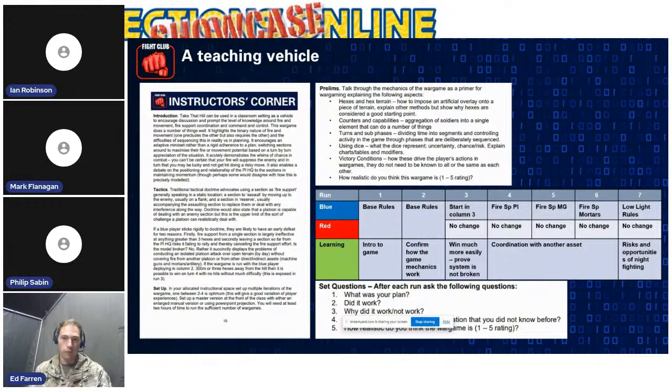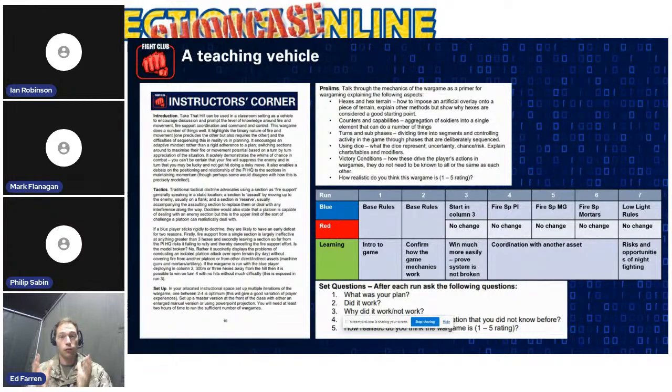Then runs 4, 5, and 6 start adding in fire support measures, each with a different mechanic: dice rolling, more dice, fewer dice, and then there are limitations which restrict when you can use it. Then the low light rules come in right at the end, which provides the risk and opportunities of night fighting, which essentially just dampens the ability to see, and therefore fire, and the ability to rally.